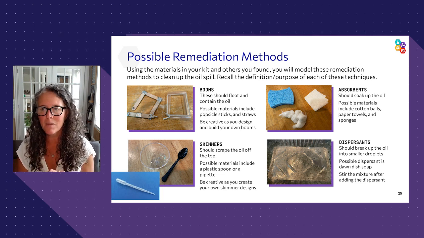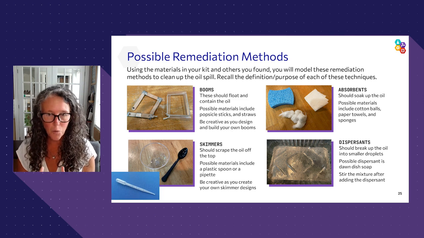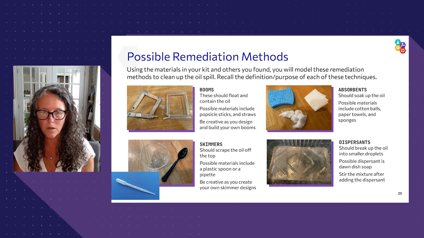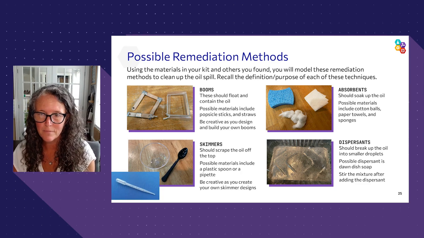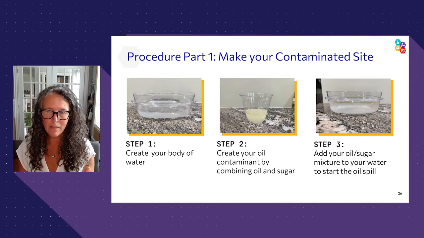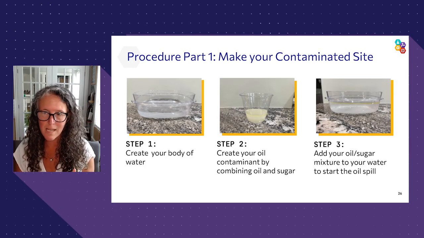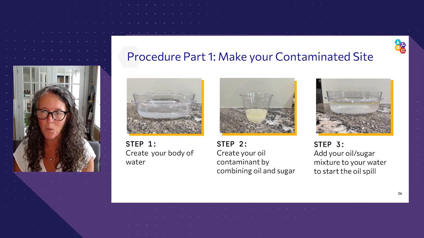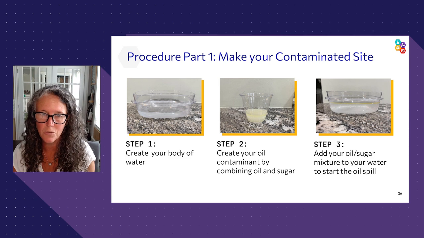And lastly is going to be the dispersants. So you're going to have some soap that you can use as a dispersant, and you're going to choose that as part of your remediation plan. So we'll go through these steps, but all the details are in your workbook. So essentially you're going to create your body of water in your pan. Then you're going to create your contaminant by combining the oil and the sugar, and then you're going to contaminate that site by pouring the oil and sugar mixture into your pan.